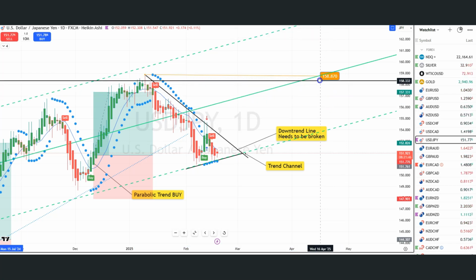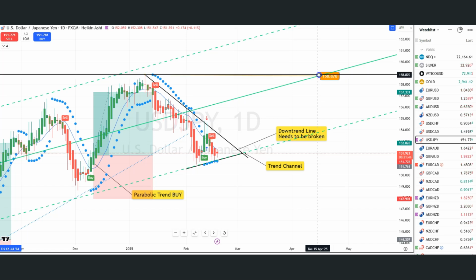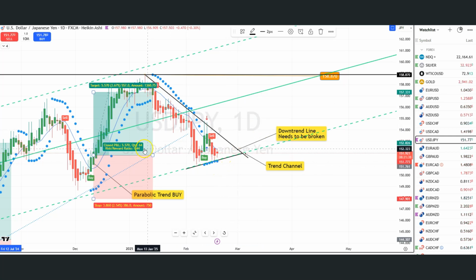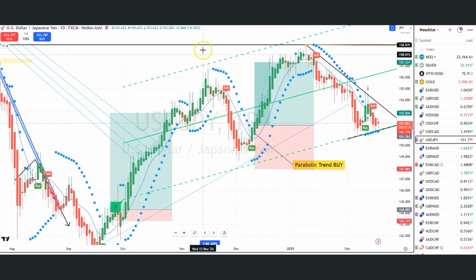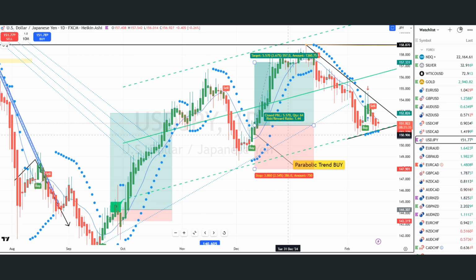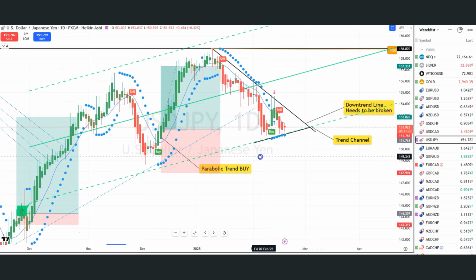But the key here, traders, is to simply, once it converts, just move your stop each day. So here we go as an example. All you're going to do is move your stop, move your stop, move your stop, to lock in as much profit as you can. That's the key to your success.